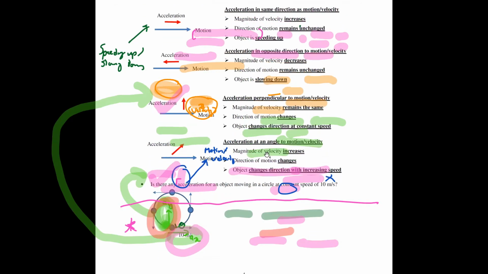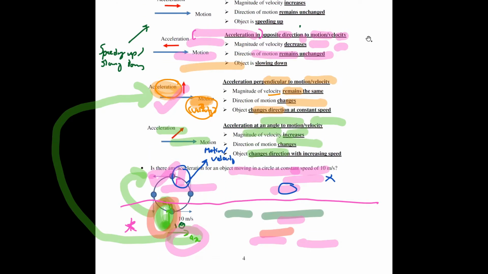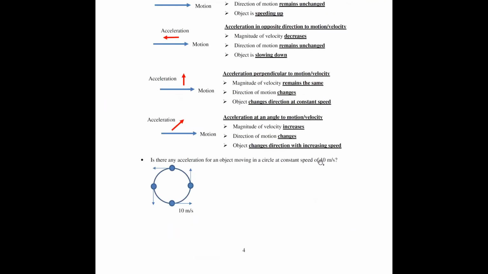Okay. Now, for an object that is moving in a circle with a constant speed of 10 meters per second, like this, is there any acceleration? This one is 10 meters per second. This one is 10 meters per second. This is 10 meters per second. And then that one is also 10 meters per second. So the question is just asking you, is there any acceleration here? The answer is yes, but how do you explain that there's acceleration here?